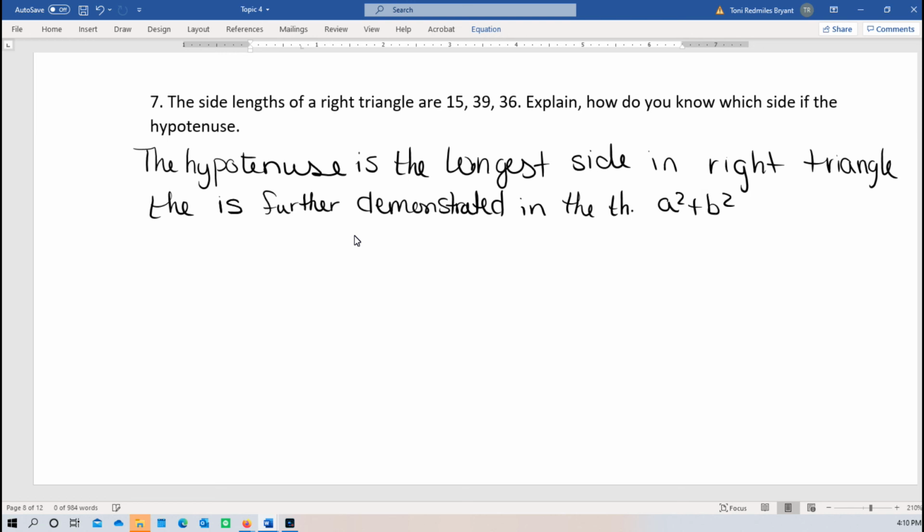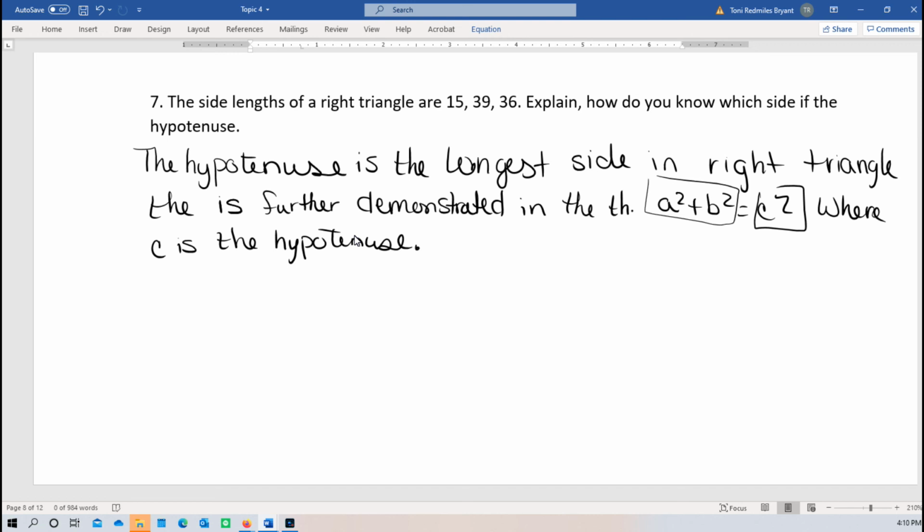My hand's starting to hurt from all this writing. A squared plus b squared equals c squared, where c is the hypotenuse. You can word this in your own way, but look, it is equal to the other two sides. That means it has to be greater than either of those two sides to be equal to the two sides put together. So that's how it's further demonstrated. Keep practicing this skill until you feel like you've got it, and I'll see you all in class.